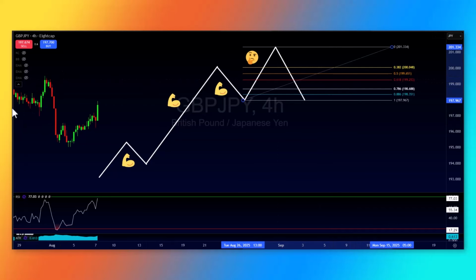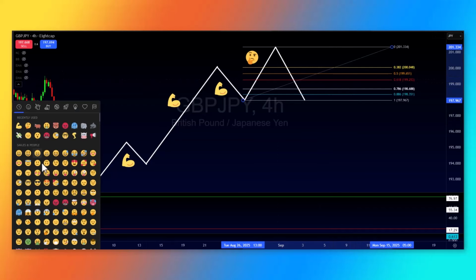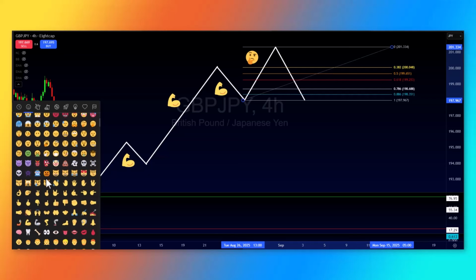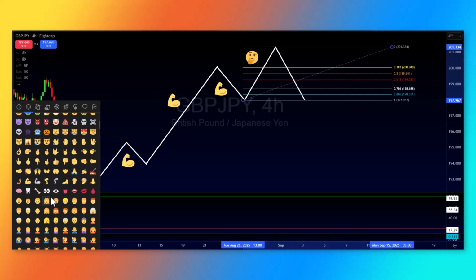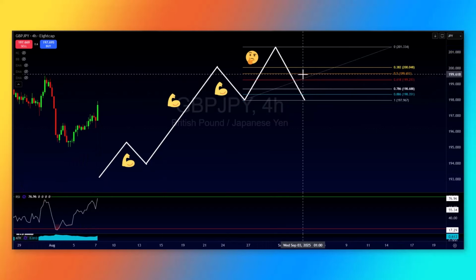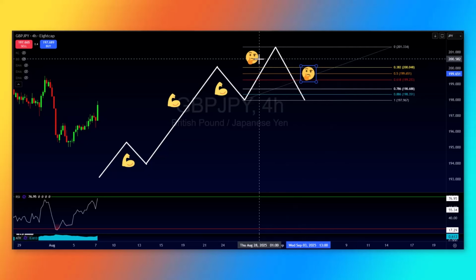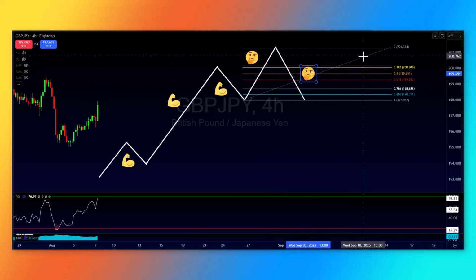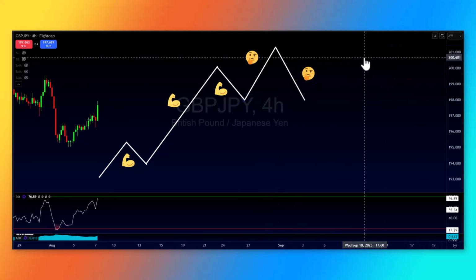I don't know if I have an emoji for weak. What would be weak? Anything? Any idea? This looks like a weak little arm taking a selfie. There you go. We'll just make it that again, right? So another sign. Not only do we have one sign of a slowing trend, but now we have another sign of a slowing trend.